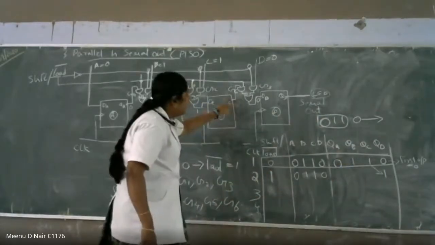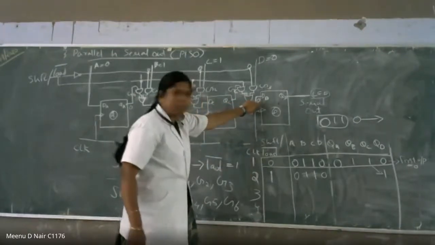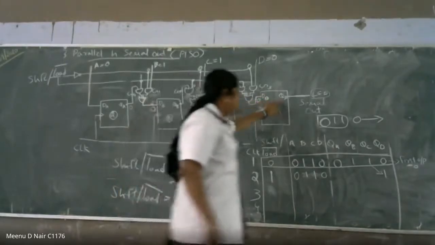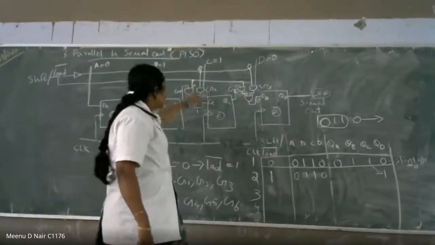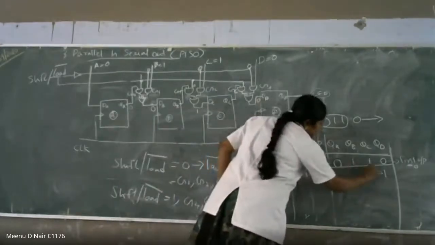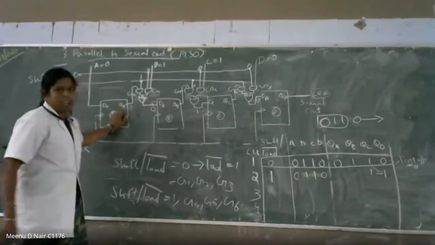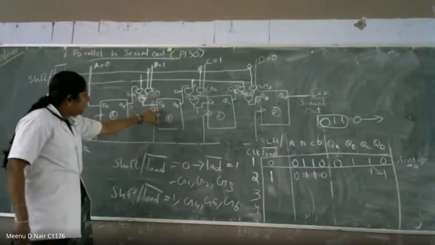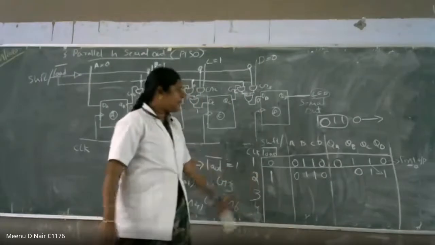QC was 1 in the second clock pulse; once it comes, this QC will come to the input of DD. So DD is also 1, your output QD is equal to 1. Then QB was 1, so QB is coming to DC, so DC is equal to 1, so QC is also equal to 1. Then what about QB? QA was 0 only, right? So this QA is coming to the input of DB. So the output of DB is 0. Output of QB is equal to 0.